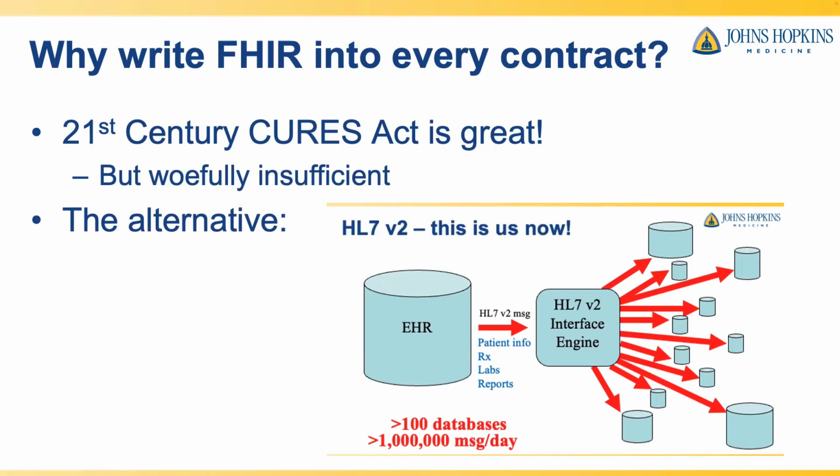The alternative to not writing FHIR into every contract is that you're going to have to maintain the system where you've got the electronic healthcare record, which sends information to an HL7 version 2 interface, which then gets sprayed out millions of messages a day, and your IT system will always be monitoring this. HL7 FHIR is the way forward, and it's how we clean this up and are able to move on.